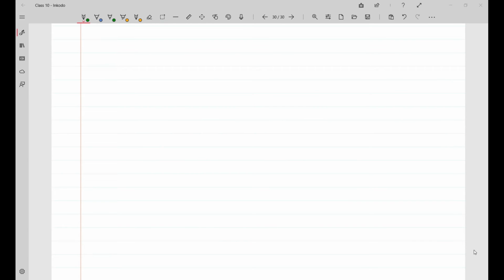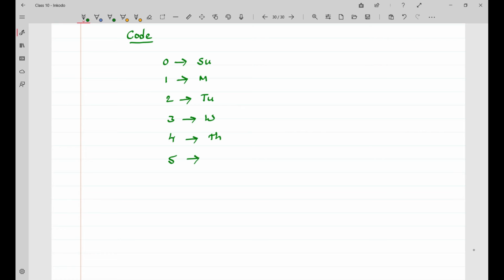Now let's see the coding for days. If it is 0, then it is Sunday. If it is 1, it will be Monday. If it is 2, Tuesday. 3, Wednesday. 4, Thursday. 5, Friday. 6, Saturday. These are the coding for the days.